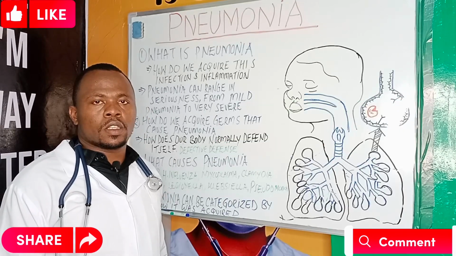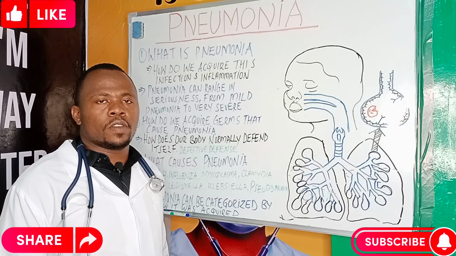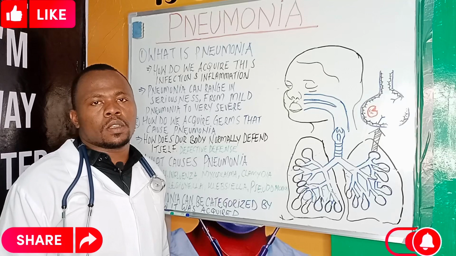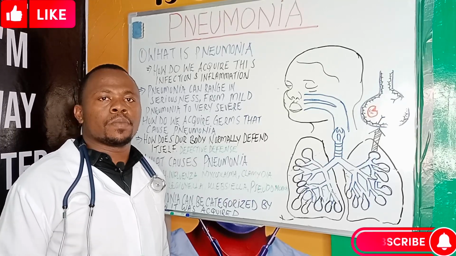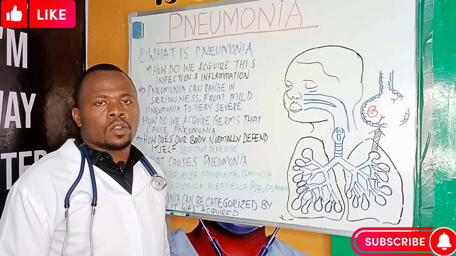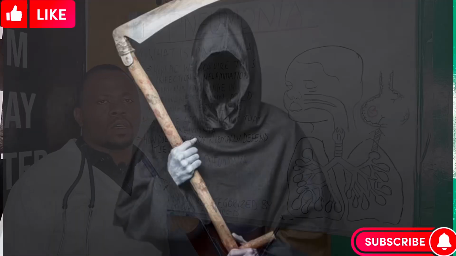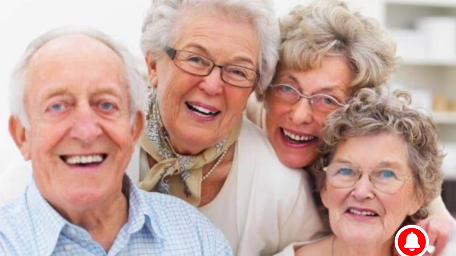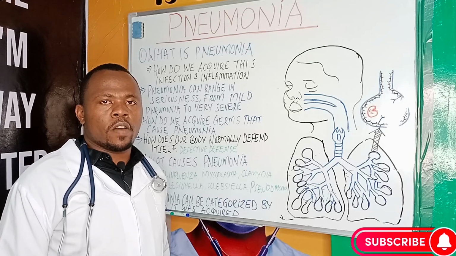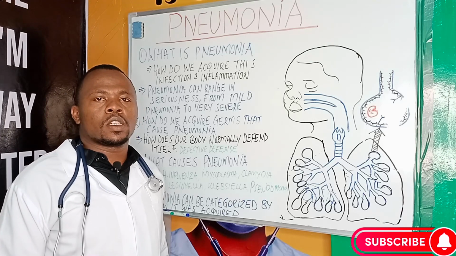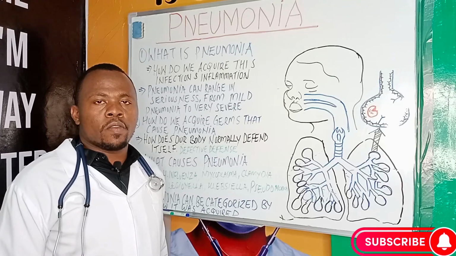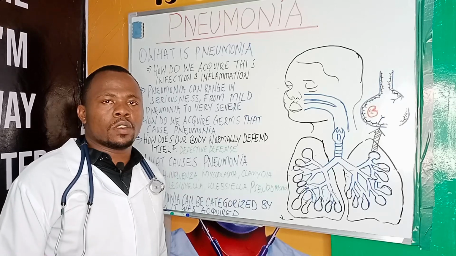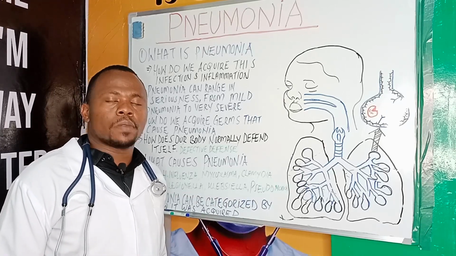Pneumonia can range in seriousness from mild pneumonia to very severe pneumonia. People who get severe pneumonia include infants and children. Pneumonia is the leading cause of death in children and infants. We also have the elderly, especially those who are above 65 years old. We also have patients who have other health conditions like kidney disease and diabetes, and those patients who have a weak immune system, especially patients with HIV/AIDS or patients receiving cancer treatment.